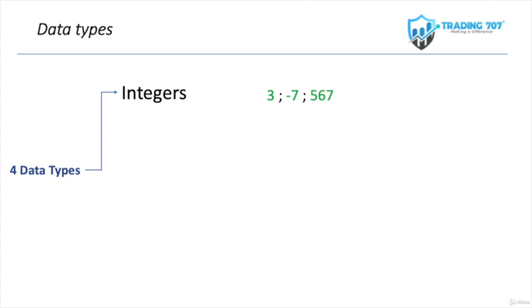Here are some integers. Integers can be either negative or positive. It should be noted that there is a finite range of integers, but as you can see, it's quite large.